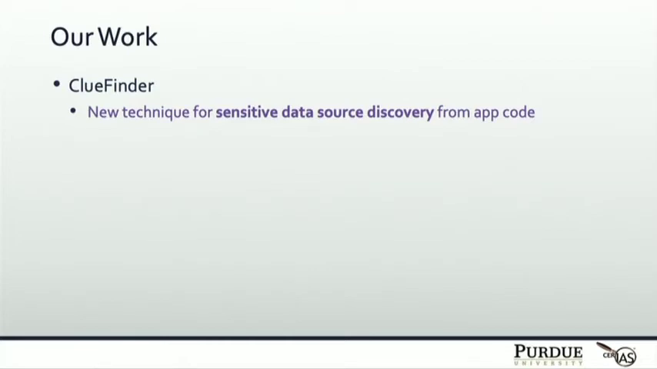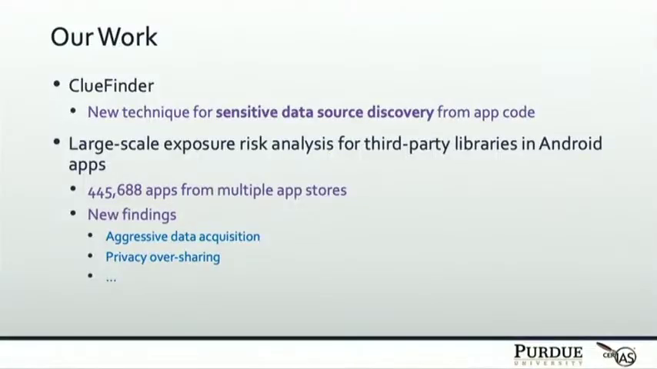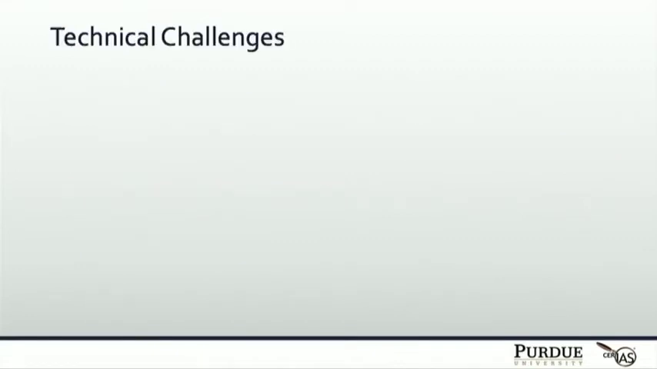The design of ClueFinder covers not only sensitive data labeled by system APIs and user interfaces, but also server-side private data. Then, armed with more sensitive data sources discovered by ClueFinder, we are able to evaluate the exposure risk of such sensitive data over 400K apps. The results enable us to gain new insights about how private data is accessed by different third-party libraries at a large scale.